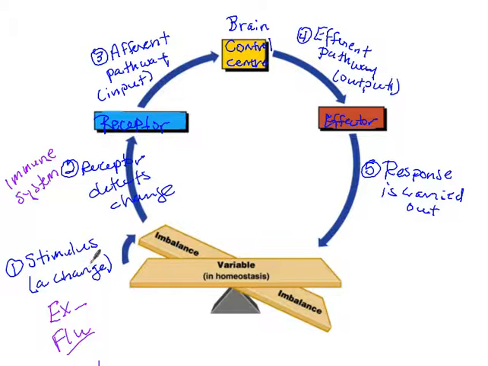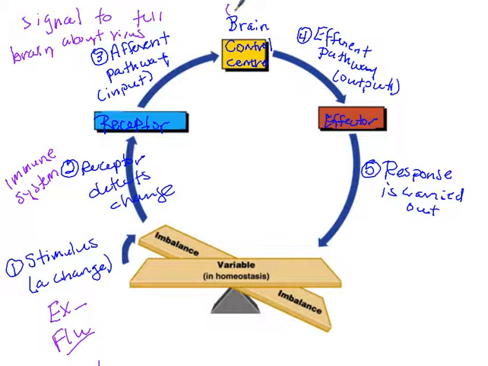It's going to detect this change. It detects the flu virus. So these receptors are going to send a signal to the brain to tell the brain about the virus. Okay, and then the brain is going to interpret that signal, and it's going to decide, I think we need to send some white blood cells and some antibodies to fight this disease. Okay, so it makes the decision about what to do.